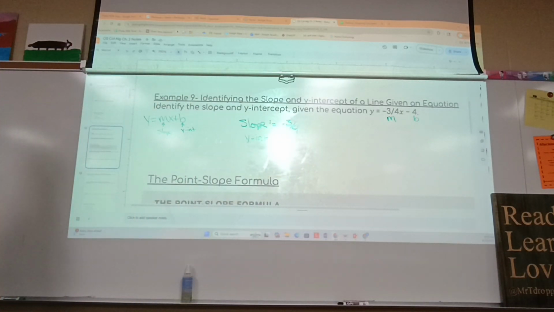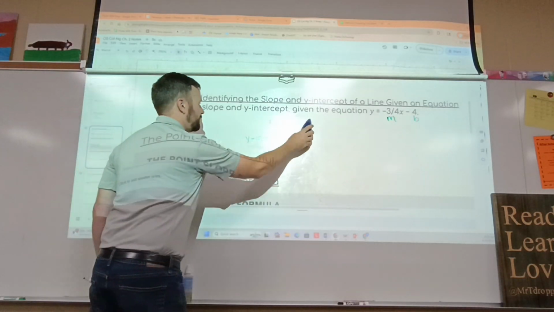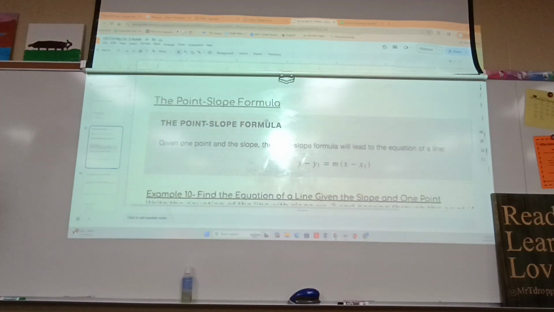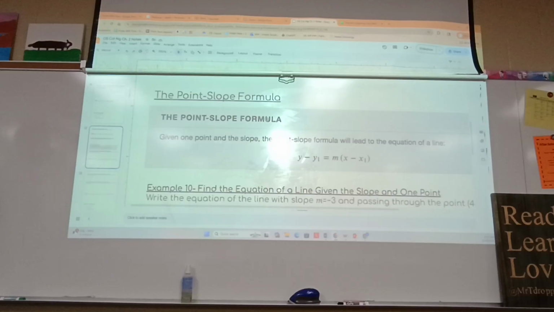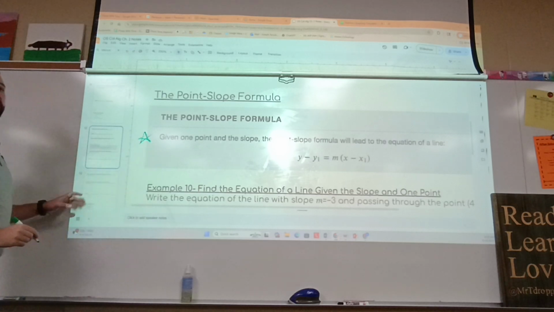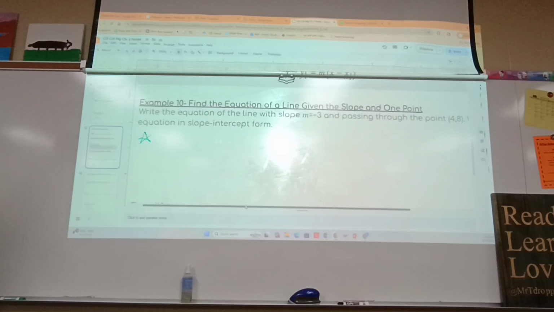We good? All right. Guided notes for the win today. All right, here's the point-slope formula once more. I had you guys write it above. Now we see it again. Again, this is going to be the formula you're going to use the most, because you can do stuff like this. All right, you guys can.